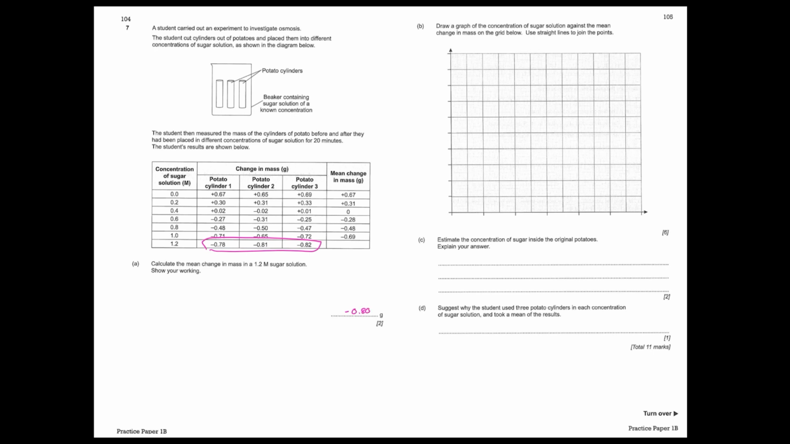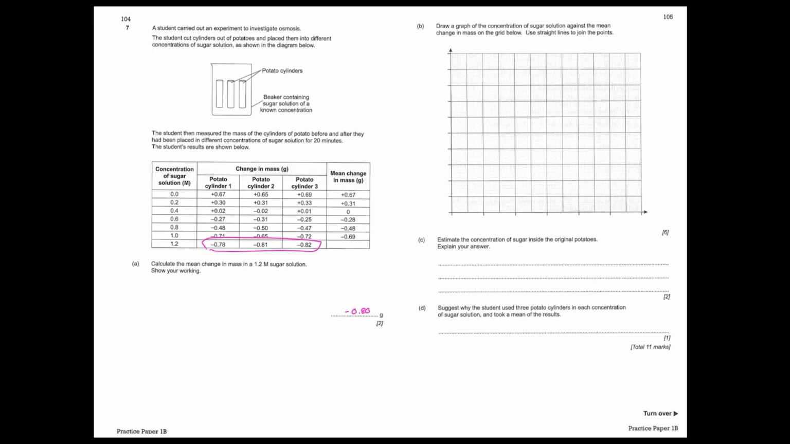Okay, draw a graph of the concentration of sugar solution against the mean change of mass in the grid below. Use straight lines to join your points. Now just as a forewarning, in your exam, they won't draw axes on like this for you. You will just get a sheet of graph paper. And in actual fact, I think this makes it a little bit more awkward because we've got positive and negative data that we want to show on the y-axis. And so our x-intercept is going to be a little bit weird here, but we'll draw it nonetheless.